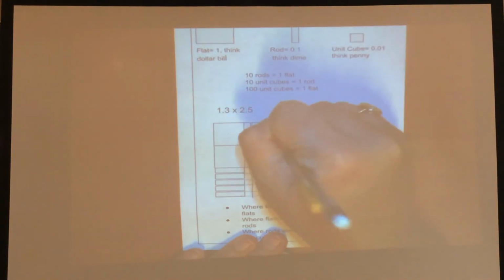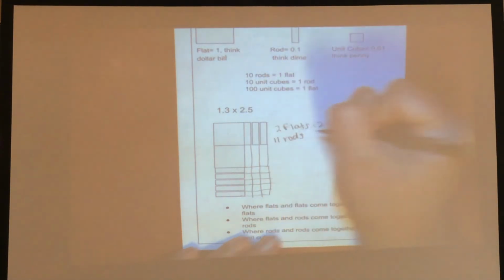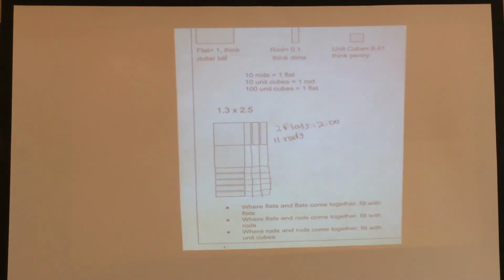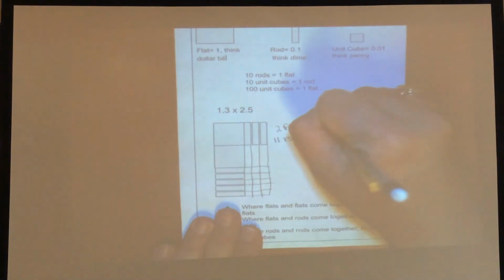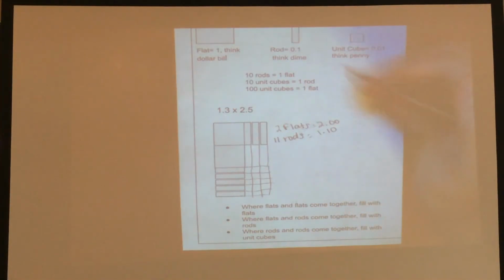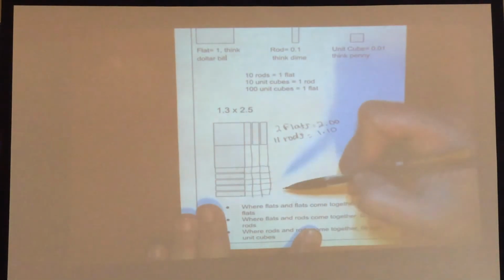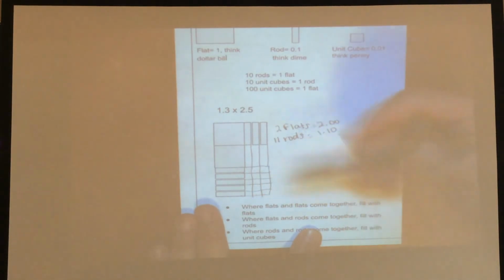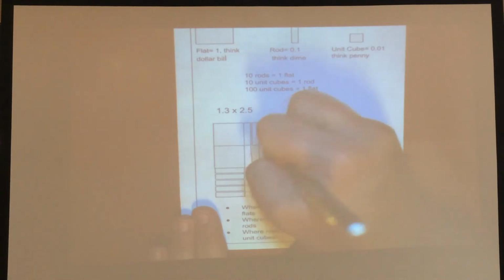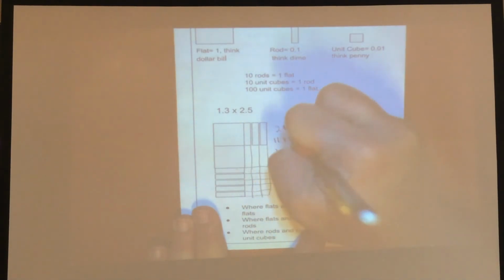You said 11, right? How much would 11 dimes be? $1.10. Very good. Okay, how many unit cubes do I have? Look at the picture. These little guys right down here are unit cubes, right? 1, 2, 3, 4, 5, 6, 7, 8, 9, 10, 11, 12, 13, 14, 15. Good job, Jordan. So I have 15 unit cubes.